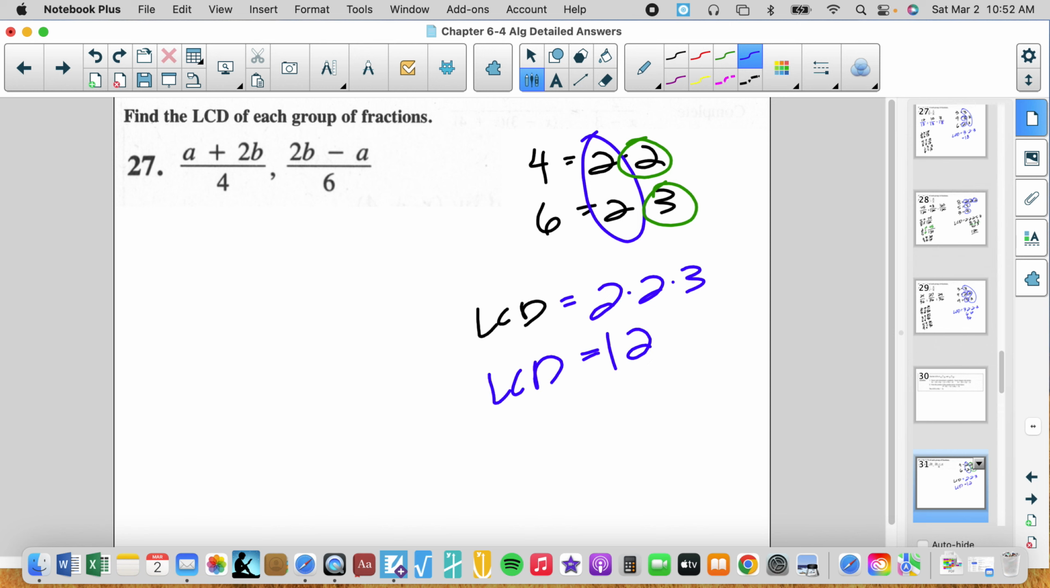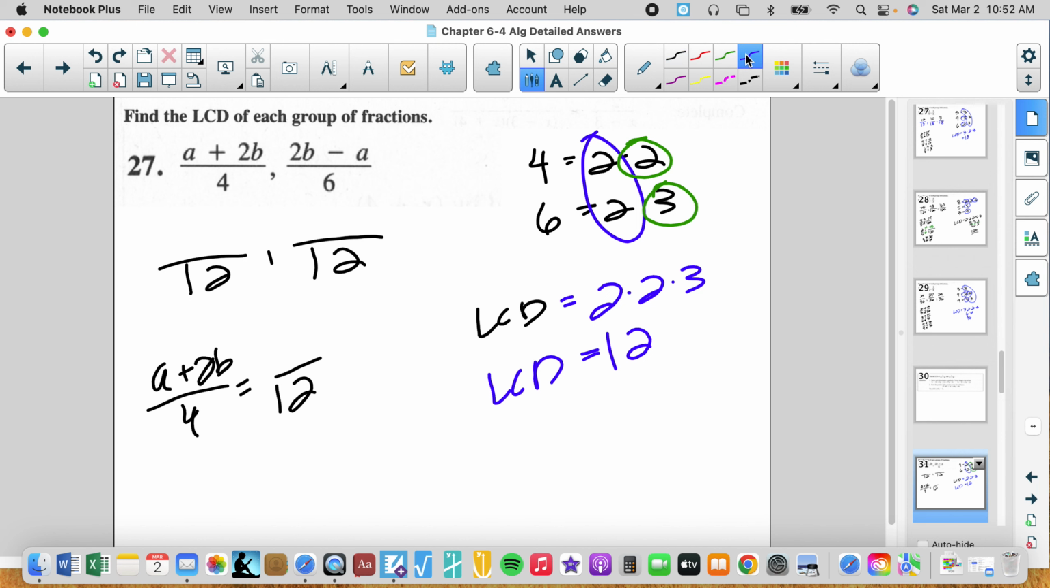LCD is 12. So I'm going to write an equivalent fraction. We're going to convert these to twelfths. And (a plus 2b) over 4 equals how many twelfths? 4 times what is 12? Times 3. The only thing here is we have to remember to distribute, so that's going to be 3a plus 6b, because we have to distribute it into both of the terms.